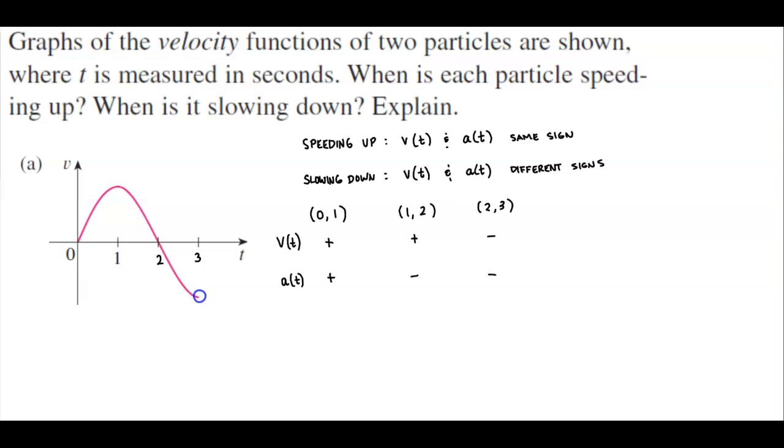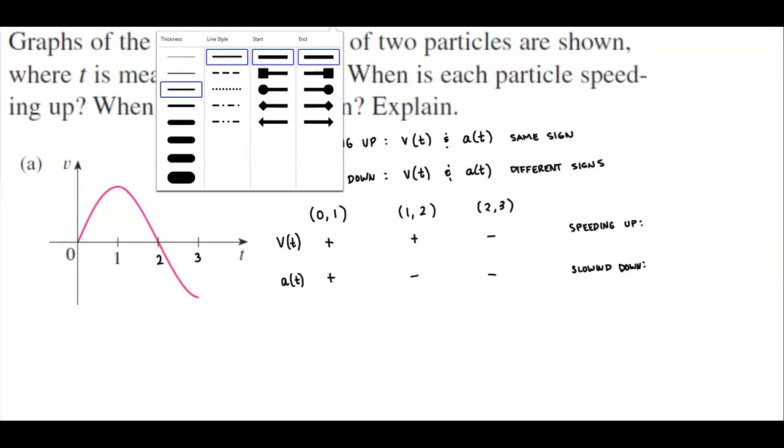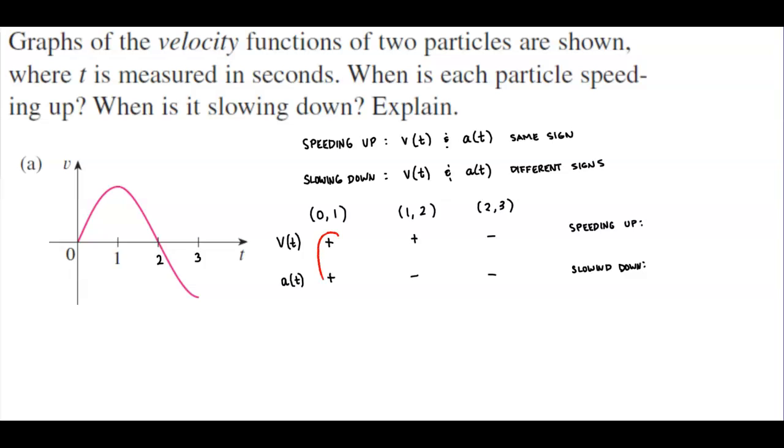Okay, so we want to determine what intervals is it speeding up, and for what intervals will it be slowing down? So in order to figure that out, well, it's speeding up when the velocity and the acceleration have the same signs. So here we can see that the same signs are in the interval of 0 and 1. So we know that it's speeding up from 0 to 1. And they also have the same sign in the interval from 2 to 3. So therefore it's also speeding up in the interval from 2 to 3.